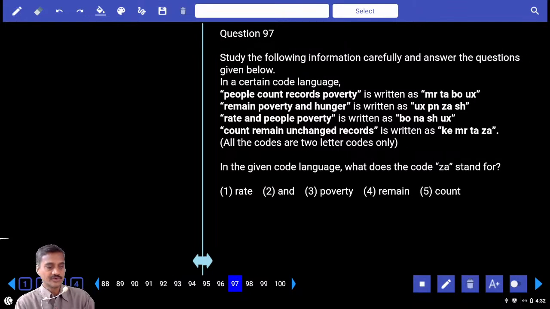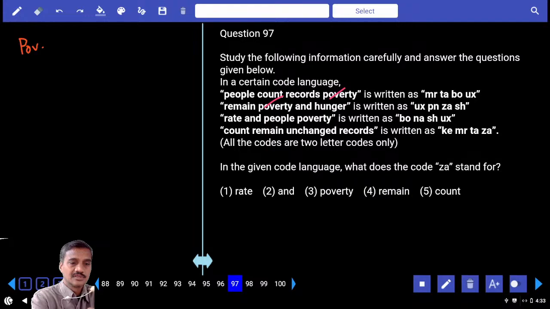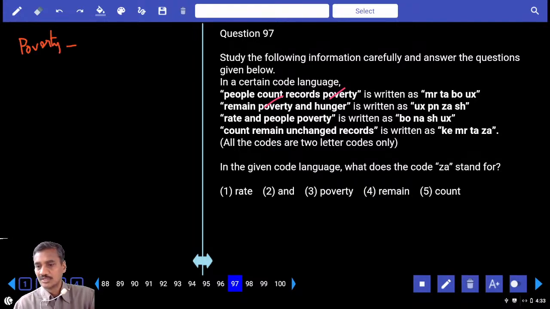Now in this coding and decoding, how many questions were there? There are 4 questions. If you compare the first and the second, what is the word that is common here? Poverty is the only word that is common. And what is the code that is common here? S, H, and UX.